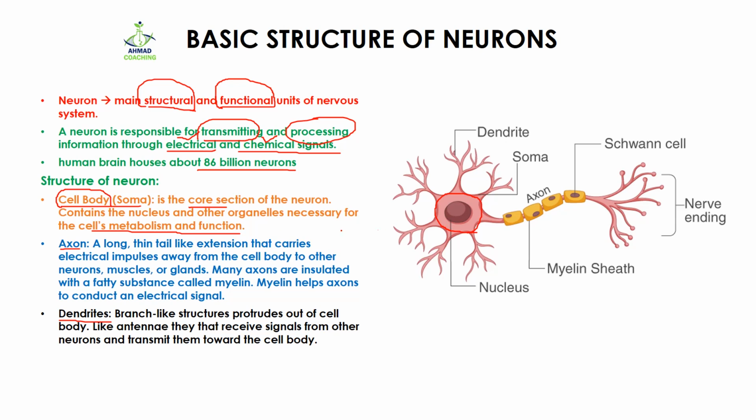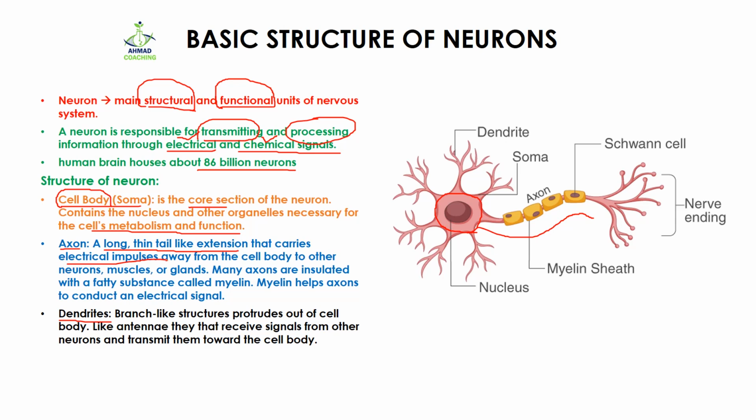Then comes the second part of the neuron, which is the axon. Axon is a long, thin, tail-like extension. Here you can see this part here. It is long, it's like a tail, and it is very thin. This part here is the axon. Axon attaches to the cell body, and the information from the cell body is taken away through the axon to different parts of the body or to different neurons. So it is going to carry the electrical impulses.